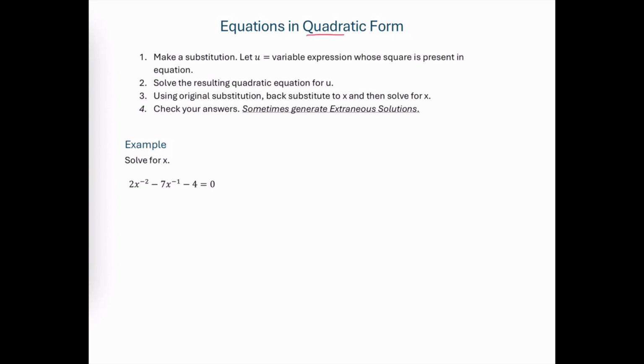An equation in quadratic form is one that can be written and solved just like a true quadratic after making a substitution. The substitution that we're looking for is a variable expression, and in this case it's going to be x to the negative 1 power, whose square is also in the equation.